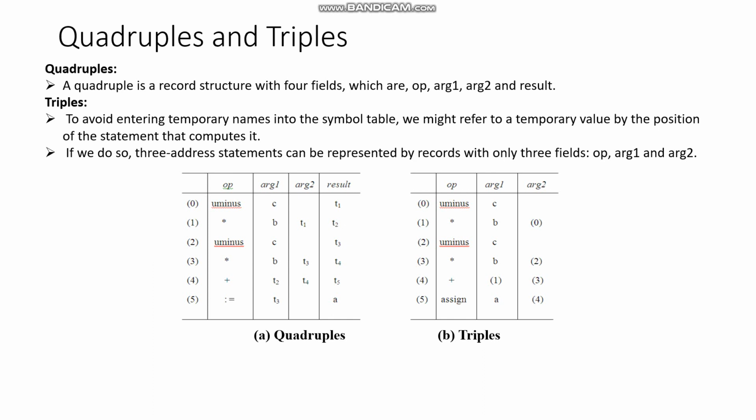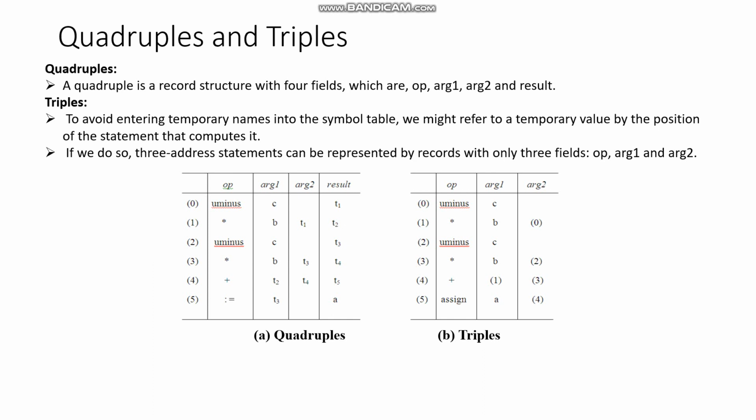Now basically, what is a quadruple? A quadruple is a record structure with four fields. As the name indicates, quadruple with four fields, which are the operator, argument 1, argument 2, because it can be a binary operator, and the result that it is going to store. Let us suppose I am doing A plus B. Argument 1 will be A, argument 2 will be B, operator will be plus, and the result I am going to store, let us suppose, in temp 1. So likewise you have to store.